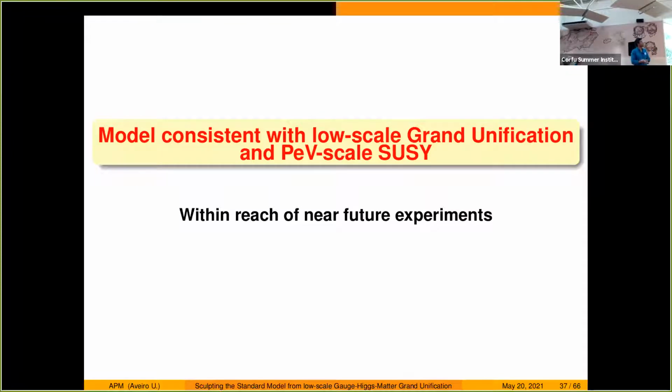So the model seems to be consistent with low-scale grand unification and PeV scale supersymmetry. And this is nice because it's within reach of near future experiments, and it can be either confirmed or ruled out, not in the very, very far future.